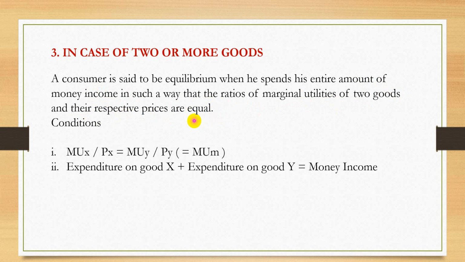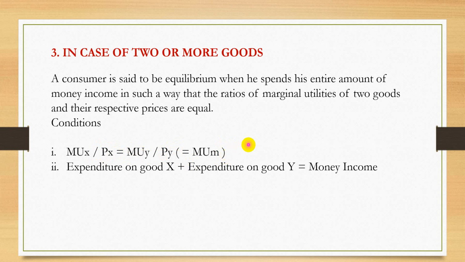Then how many units of 2 goods will the consumer consume? Suppose 2 goods are X and Y. The prices are given and the money income is also given. The equilibrium conditions: the first condition is MUx by Px, marginal utility of good X divided by price of good X, is equal to marginal utility of good Y divided by price of Y, and that is equal to marginal utility of money.